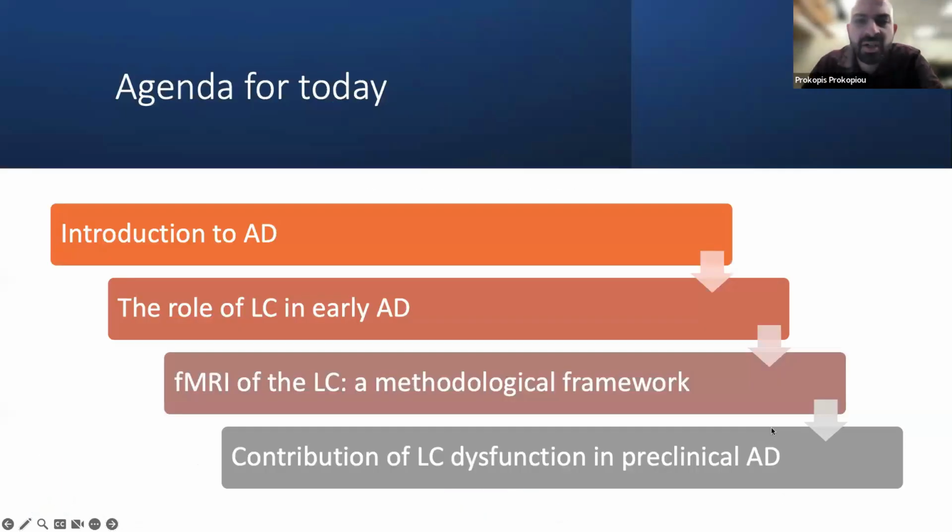All right, so here's the agenda for this talk. First, I'll make a brief introduction into Alzheimer's disease. Then I'll talk about the locus coeruleus and its role in AD. I'll then describe a methodological framework for functional neuroimaging of the locus coeruleus. And lastly, I'll present results from 3 studies demonstrating our findings about LC dysfunction in preclinical AD.